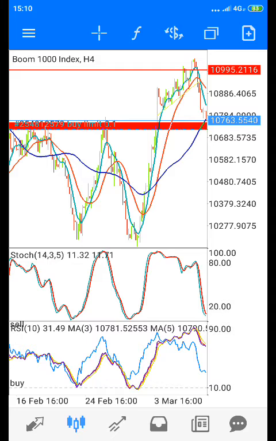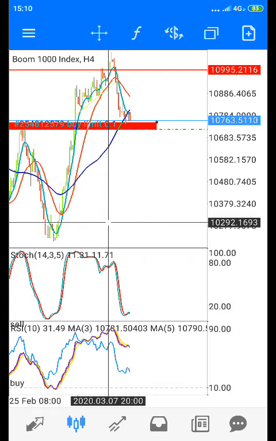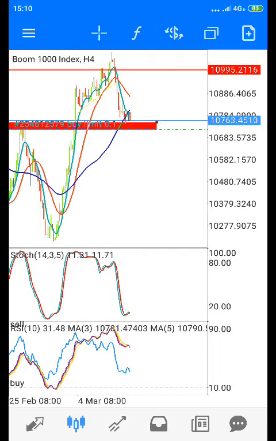It breaks this zone, and you will have to buy here in 293 pips. So I'm just waiting for my exact entries here. Suppose it might be possible that it may go up or down. So this is my area.